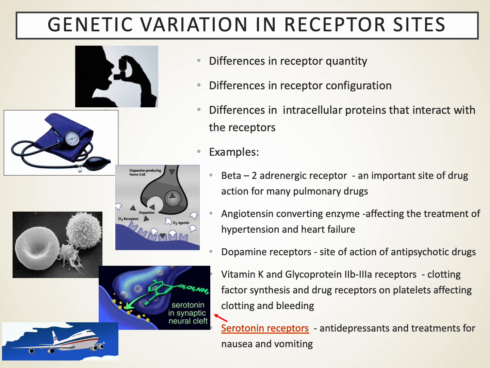Here's some examples. There's genetic variation in beta-2 adrenergic receptors. This becomes important, among other things, for pulmonary drugs. So when you work in the emergency department with someone who has asthma or COPD, a bronchoconstrictive airway process of some sort, and we go to give them a beta-2 agonist, most patients should respond to that beta-2 agonist. A few patients won't.